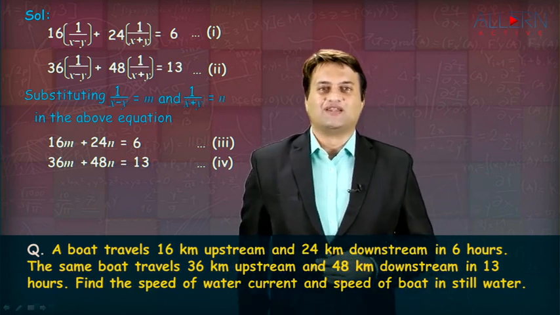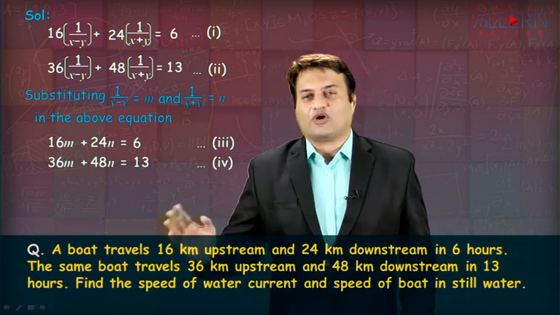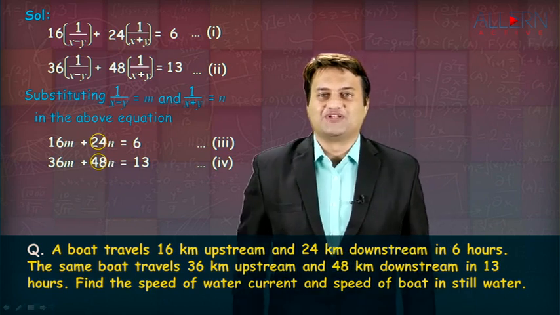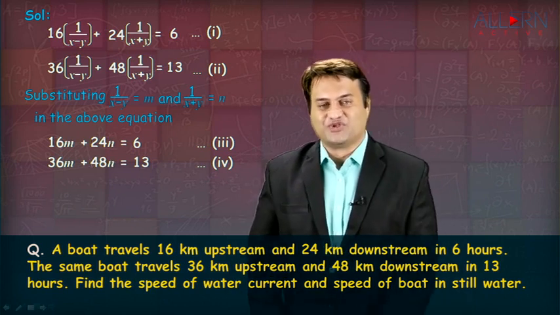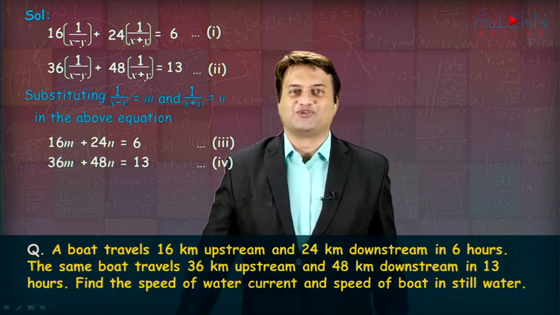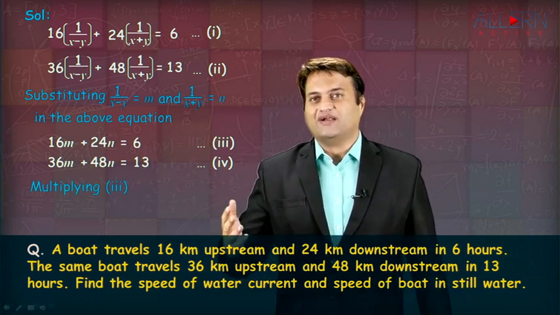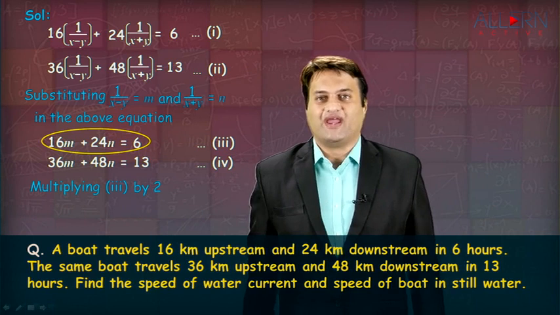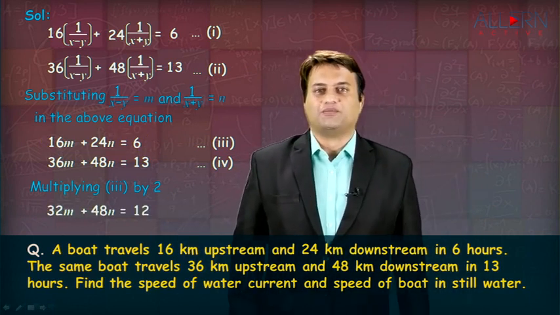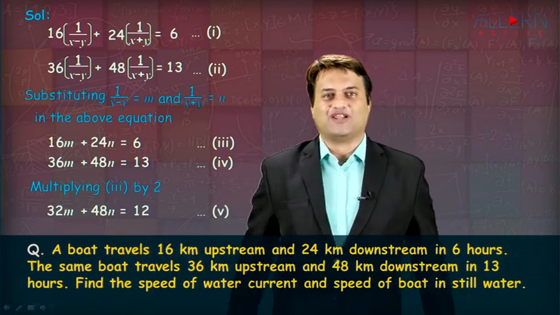Now look at the third and the fourth equation. We need to solve it by the method of equating the coefficients. For that, check the coefficients of m. The coefficients are not the same. Check the coefficients of n. The coefficients are not the same. So we'll have to either make the coefficients of m same, or we will have to make the coefficients of n same. Look at the coefficients. I feel it is better that we make the coefficients of n same by multiplying the third equation by 2. Let's multiply the third equation by 2. We get 32m plus 48n is equal to 12. Let this be equation number 5.